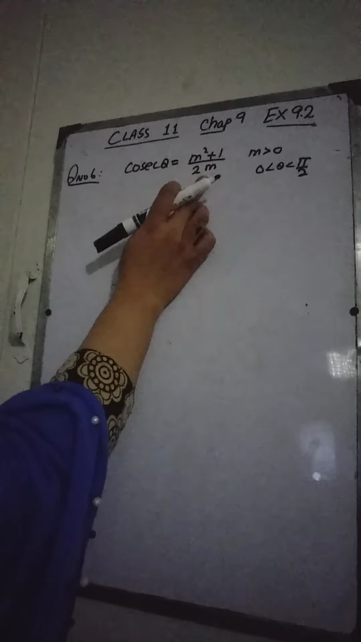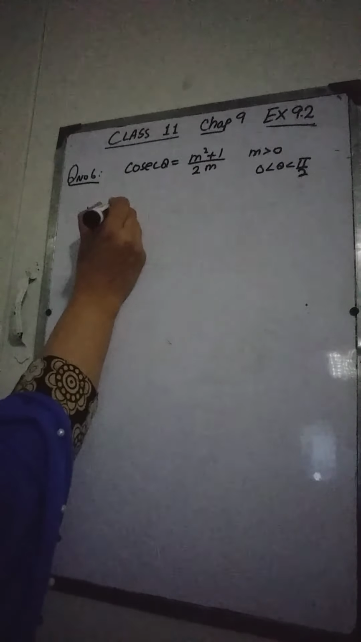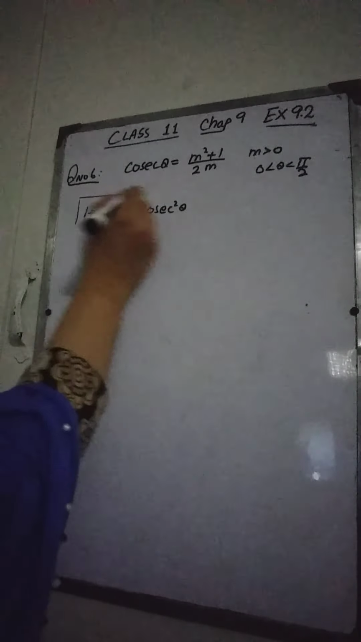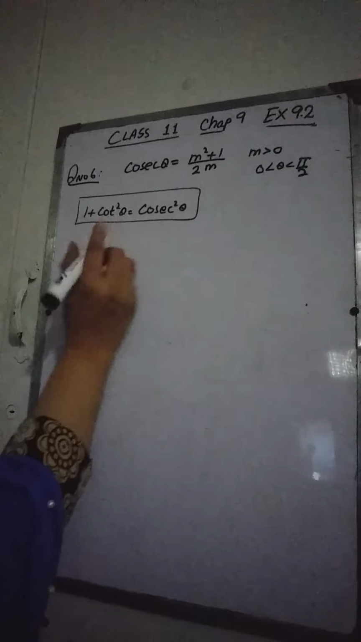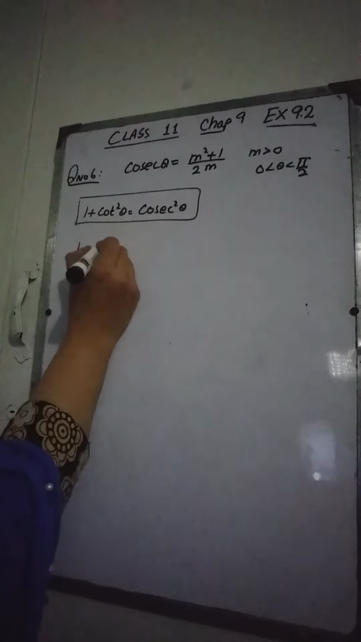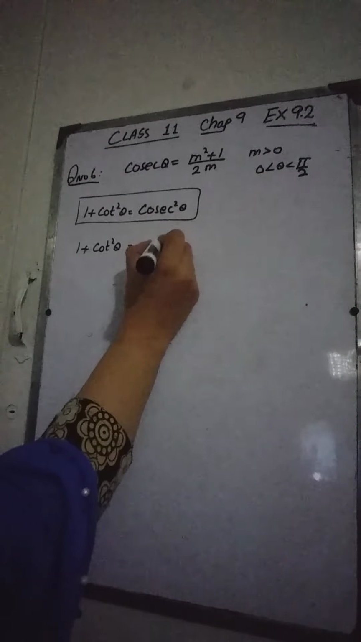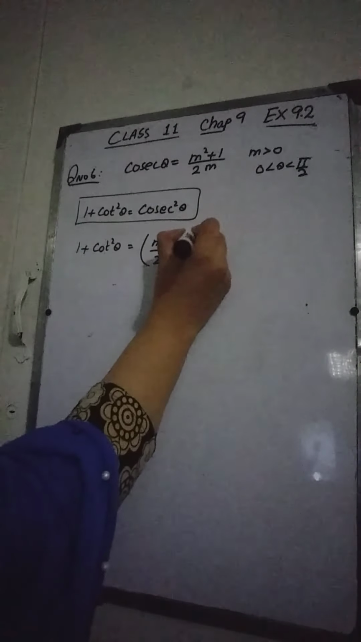Cosecant is given to us. We want to find cotangent, sine, cosine and tangent. First of all, with the help of cosecant I am going to find cotangent, because 1 plus cotangent square theta we know is equal to cosecant square theta. This is the identity I am going to use that we have already learned. 1 plus cot square theta is equal to cosecant square theta. It means 1 plus cot square theta will be equal to cosecant square theta, which is m square plus 1 over 2m whole square.